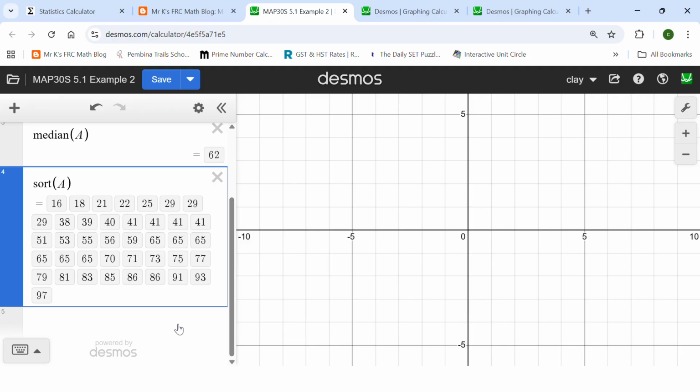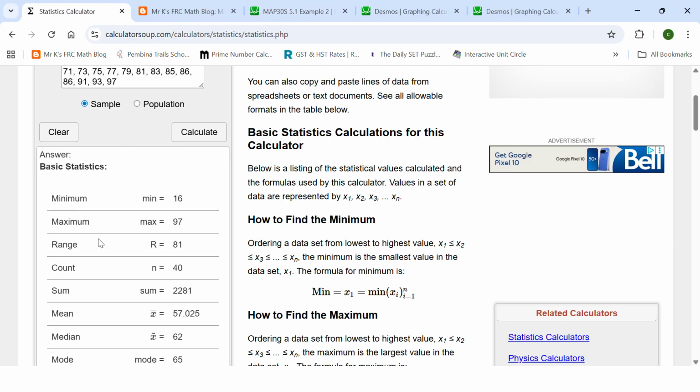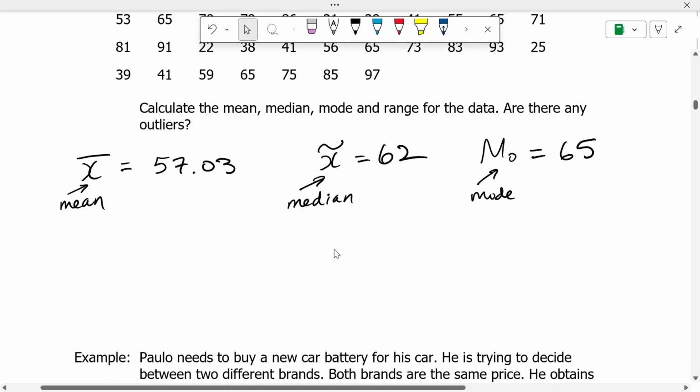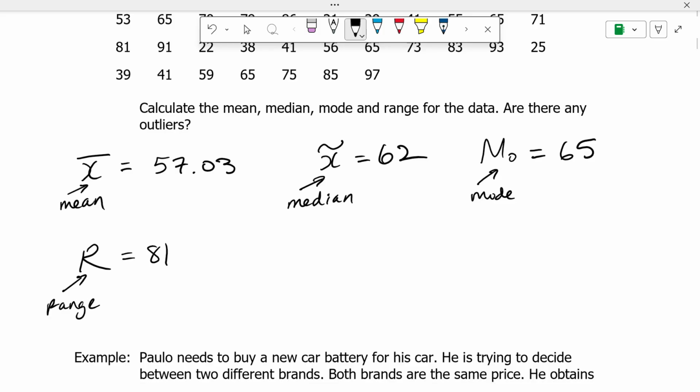And from here I could also see my mode, right? I can go, okay, which one happens the most? Well, 41 happens 3 times, 4 times. Oh yeah, but 65 happens 1, 2, 3, 4, 5, 6 times. So yeah, 65 is my mode, and I can find my range by going 97 minus 16. And that would give me the same answer that I got for range on Calculator Soup, which I actually haven't written down yet. What was it again? My range was 81. So let's go back to our notes here and fill that in. My range, capital R for range, is 81. And there we go. Found the mean, median, mode, range.